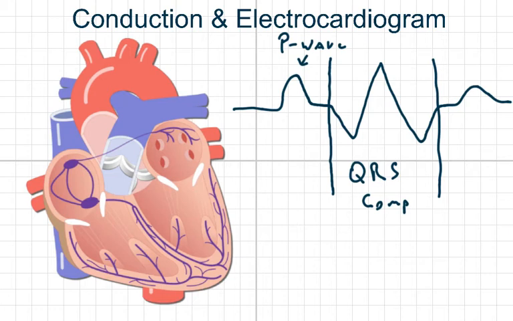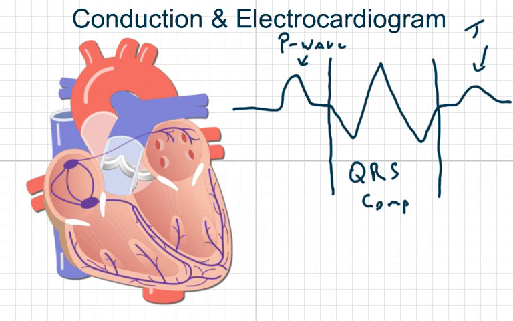Right? And then over here we have our T wave. Let's just call it T for short. So when we look at the wavelet as a whole, we can break it down to when the atria contracts and when the ventricles contract.